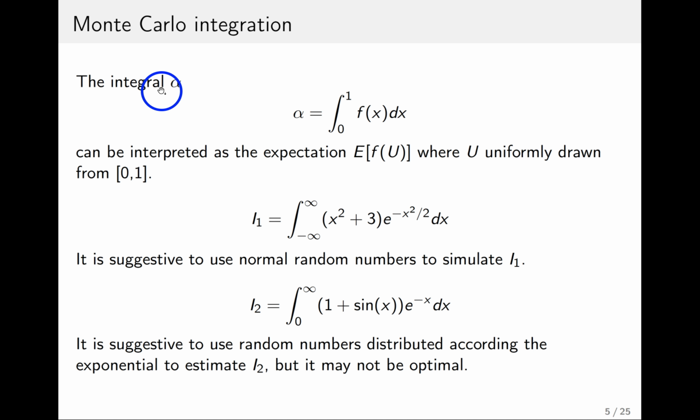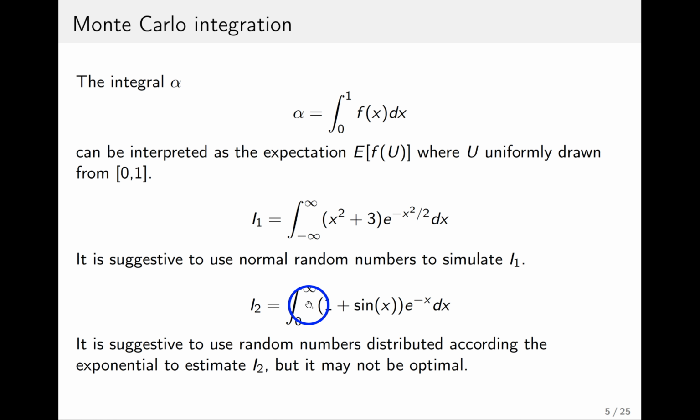Okay, so we're trying to do an integral. Now we're going to look at something called importance sampling. First the motivation. We're trying to compute this integral, alpha, of f(x) dx between 0 and 1. If we have an example like this, where we have the integral of x squared plus 3 times e to the minus x squared divided by 2, because of this minus x squared divided by 2, it makes you think that maybe using random numbers from the normal distribution would be a good thing to do.